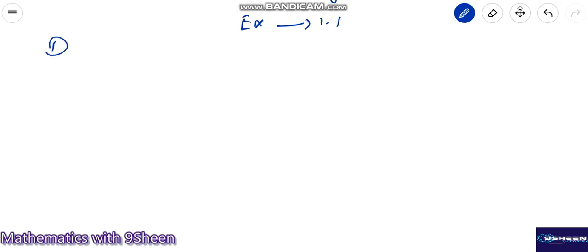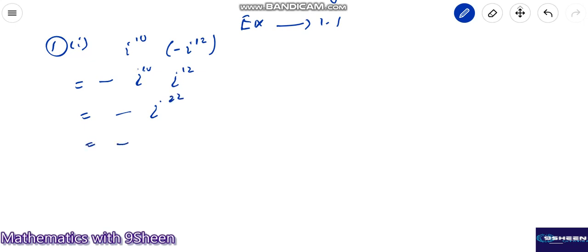First of all, question number 1, first part: you have iota power 10 and minus iota power 12. सबसे पहले हम iota की साइन कॉमन ले लेंगे. Take the sign minus iota. It is iota 10 and it is iota 12, right? You have to know that iota 10 plus iota 12 is equal to iota 22. Minus sign as it is, we can write in this form iota square power 11. And you know what is iota square? Iota square is equal to minus 1, and it is 11.